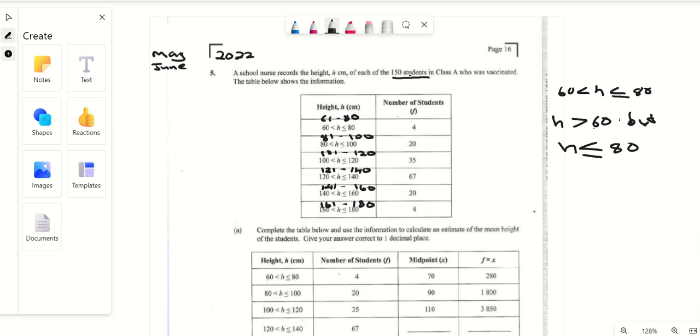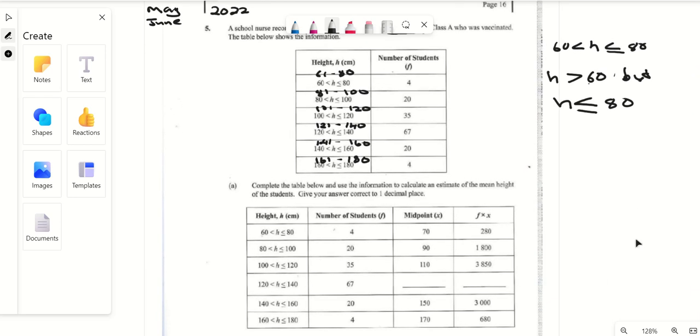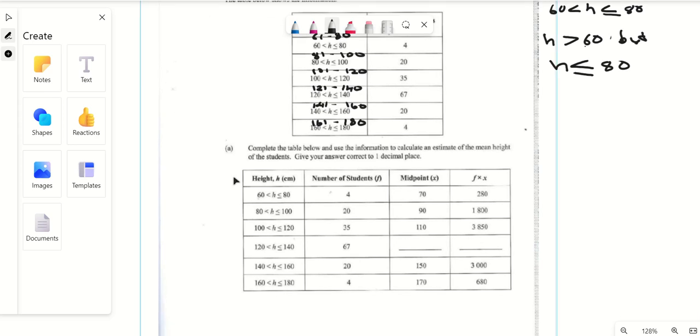And they told you the number of students. The range from more than 60 to 80 is 4 students, right? Then more than 80 to 100 is 20, more than 100 to 120 is 35, more than 120 to 140 is 67, more than 140 to 160 is 20 students, and more than 160 to 180 is 4, right? Then they said, complete the table below using the information to calculate an estimate of the mean height of students.